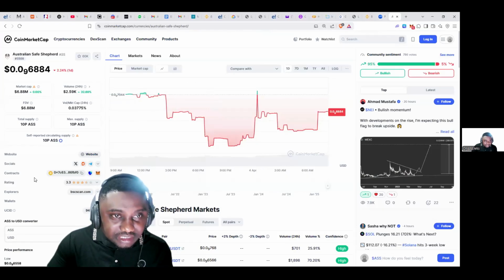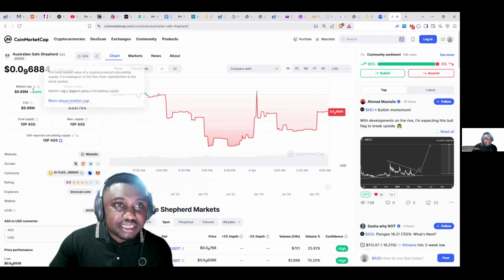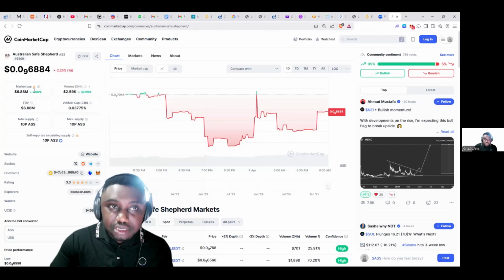The next thing is the market capitalization of this project, which is currently $6.8 million. And the volume traded so far in the last 24 hours is just $2,500, roughly $2,600. That is very, very low. This shows you that this project does not have a huge demand. Not many people are interacting with this project.